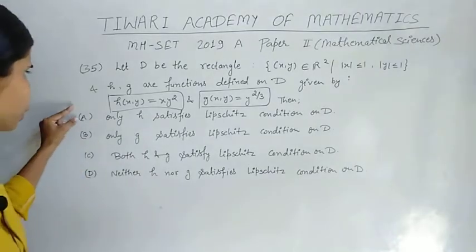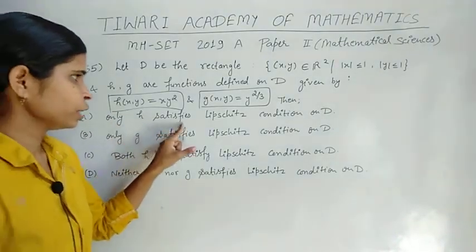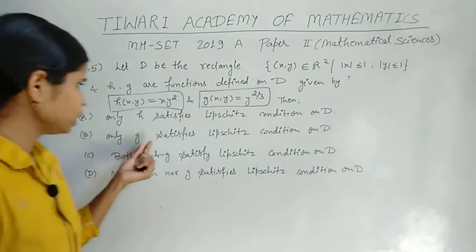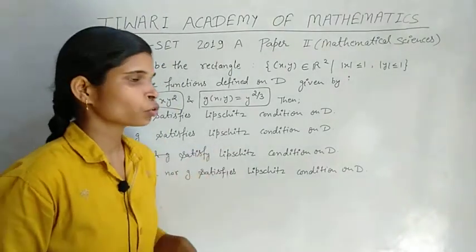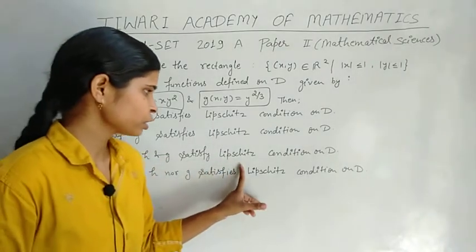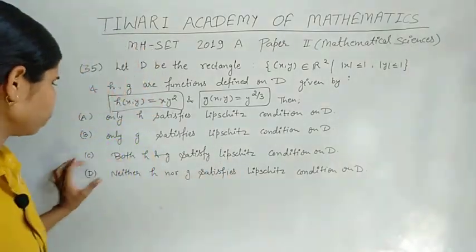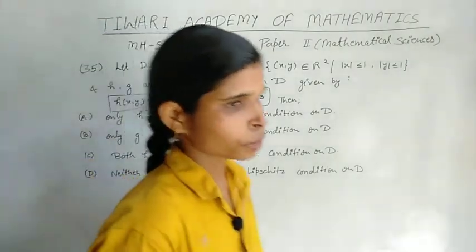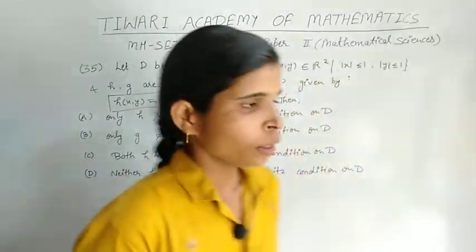Then option A says only h satisfies Lipschitz condition on D. Option B says only g satisfies Lipschitz condition on D. Option C says both h and g satisfy Lipschitz condition on D. And option D says neither h nor g satisfy Lipschitz condition on D.